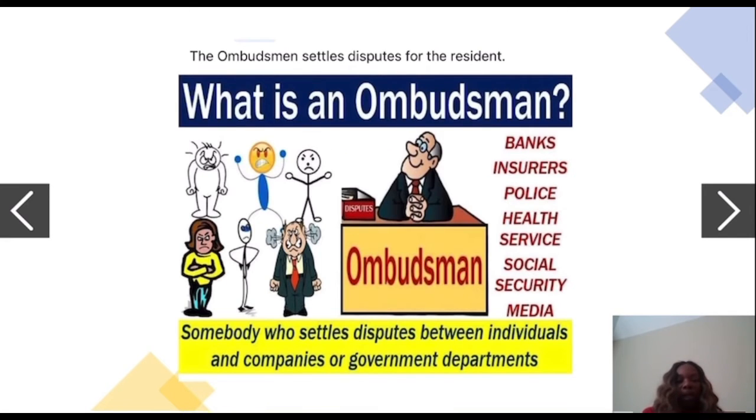The ombudsman settles disputes for the resident. What is an ombudsman? This is someone who settles disputes between individuals and, for example, the long-term care facility that the resident or individual is living at. If it just so happens to be a dispute between the two, the government sends out the ombudsman to help settle the dispute between the two.